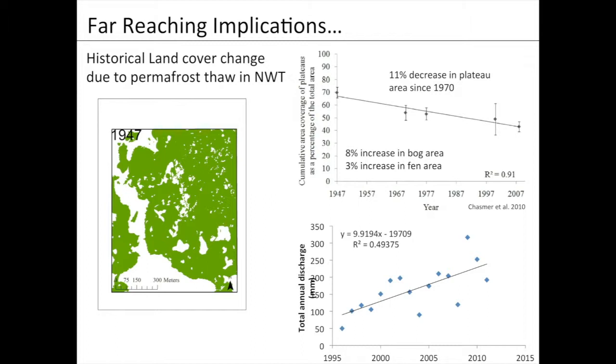And with the decrease in plateau area, we can see about an 8% increase in bog area from 1970 to 2008, and a 3% increase in fen area. So bogs are actually increasing in size faster than fens are, which could have significant greenhouse gas implications.